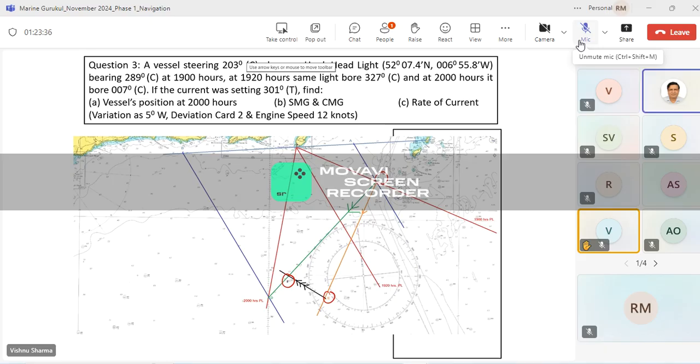Guys, if the vessel was at sea, where would the ship be after 1 hour? Which point would the ship be at after 1 hour? F, sir. F. So C point is transferred to F. And now through F, I can transfer the first PL. That will be the transferred PL for 2000 hours.